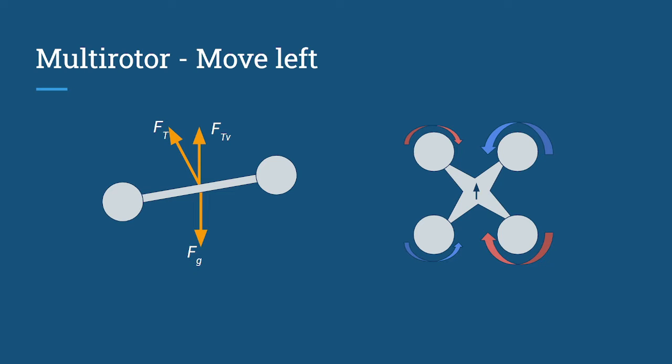But we still have a horizontal component of the thrust which points towards the left. This induces a leftward acceleration, which makes our quadcopter move in the left direction. So this actually makes our quadcopter move to the left side.